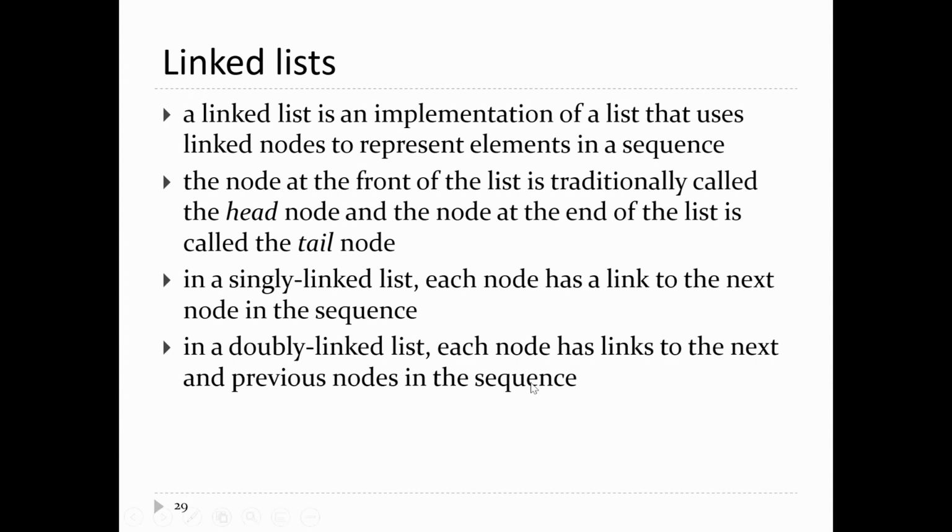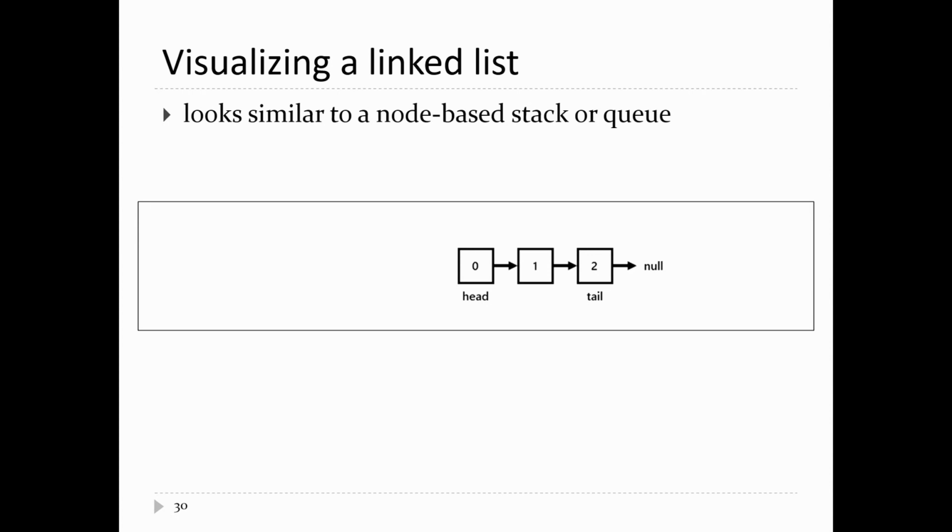The Java standard library implementation of linked list is a doubly linked list. We're going to do a singly linked list. When you draw a singly linked list, it looks pretty much like a queue or a stack. Here's a singly linked list of size 3. The first node is called the head node, the last node is called the tail node. The tail node's next link is always null. If it's not, something's wrong with the tail node. It's not actually the last node in the sequence.